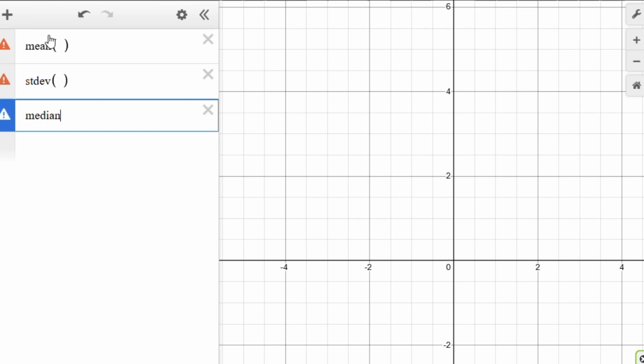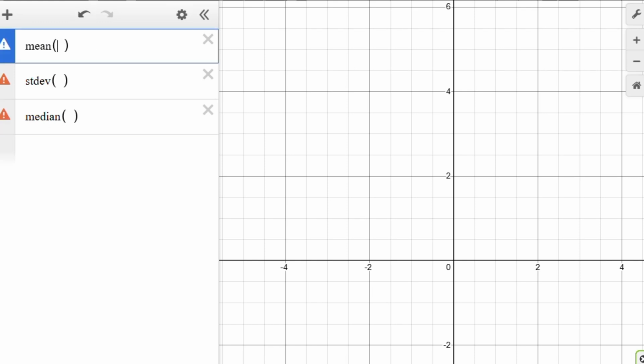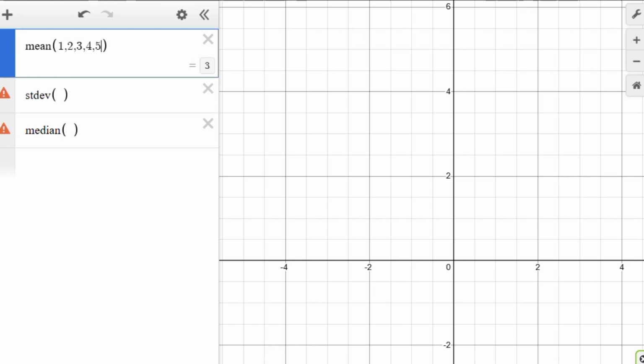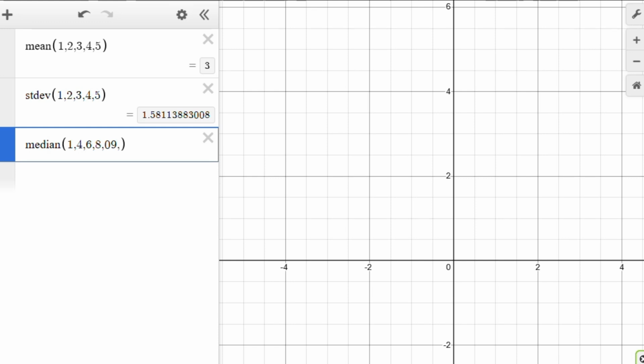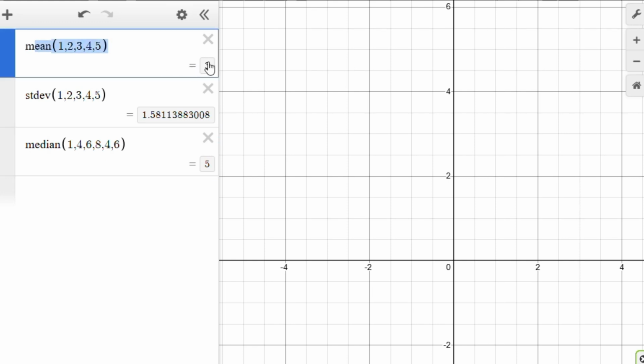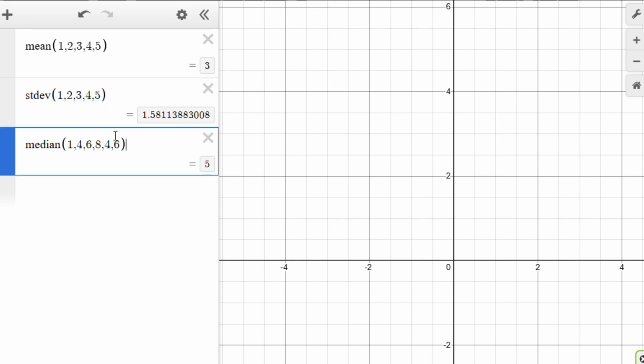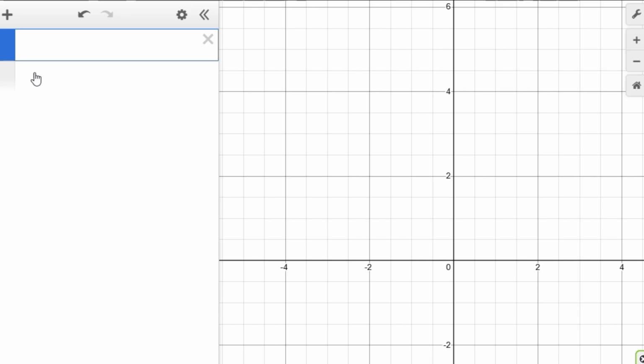Okay, now let me create, I don't know, let's say just random numbers, then I write them, 1, 2, 4. Okay, and if I do write everything, I have to separate my numbers using a comma, and I will get that my mean, for example, equals 3, my standard deviation equals 1.58, and my median equals 5. You can do whatever you want with it, play with it, and try to get used to it, basically.